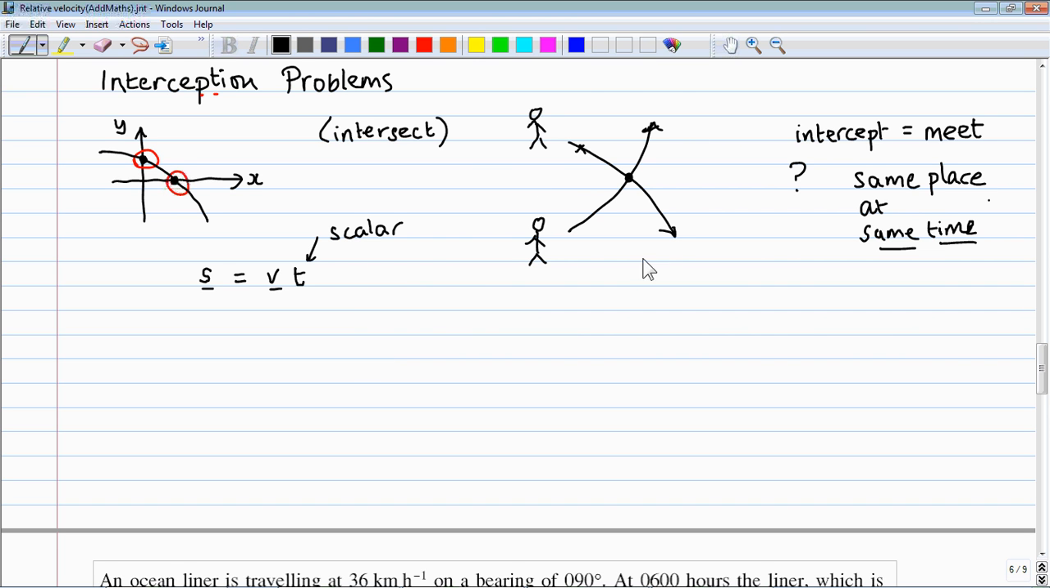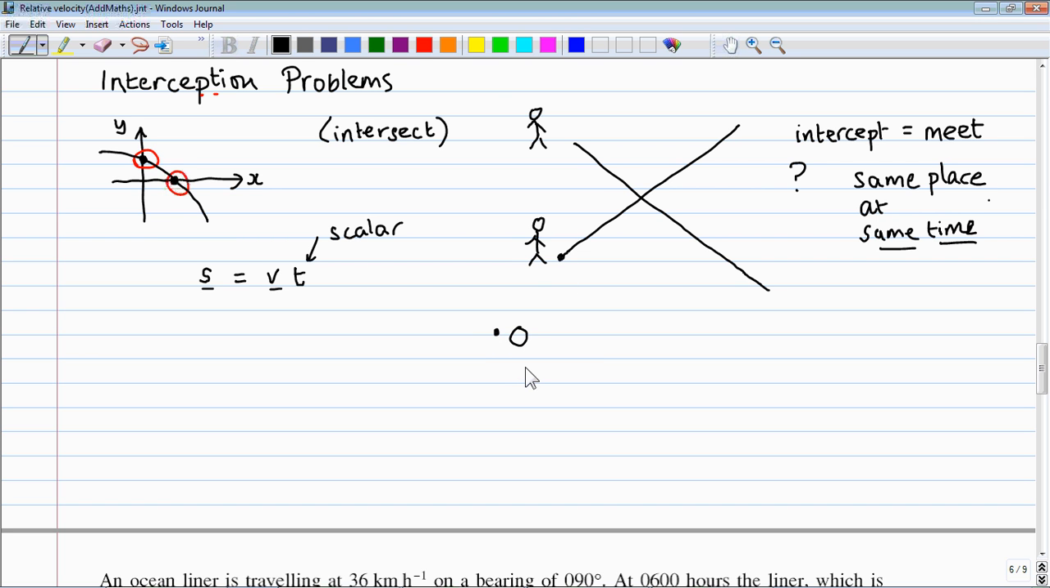Now, in the picture I drew here of the people walking, of course, the people were walking along curved paths. That will be a bit too complicated for what we're doing today. So all the motion that we're going to look at will be motion along straight lines. So I'll draw now two straight line paths. And the question of people intercepting or meeting each other will be solved by considering these paths as vectors, as displacement vectors. So let's suppose that the origin is here.